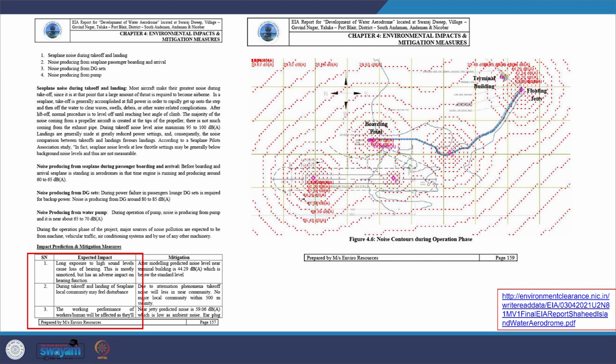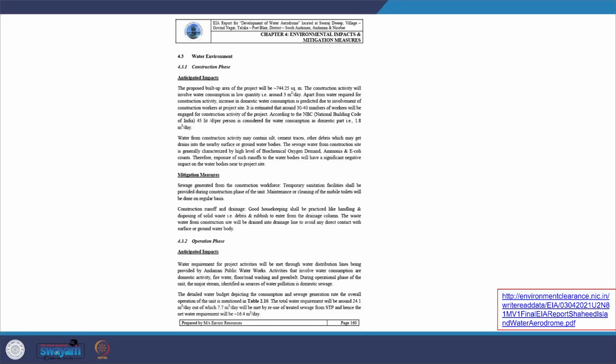So we had learned about what kind of maps are prepared. So you can see that they have prepared a noise contour during the operation phase. So yes, you see that they have done water environments. What kind of anticipated impact would they have? So water consumption would be there, and then how they are going to adopt what kind of mitigation measures.